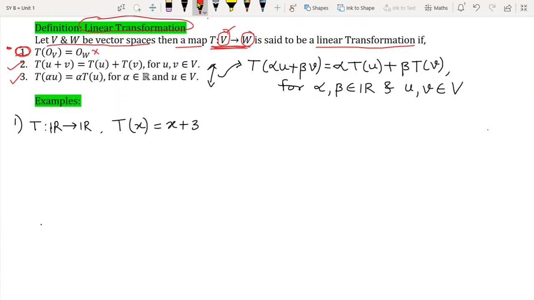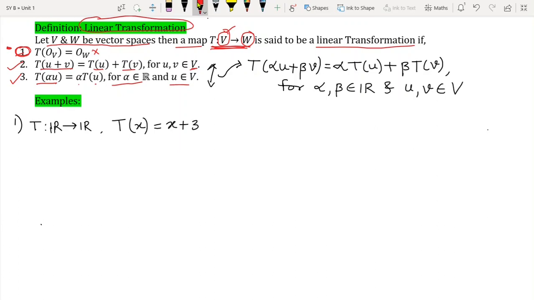Remember, the second condition is saying that T of u plus v should be equal to T of u plus T of v for all elements u and v from our domain V, right? The third condition is saying T of alpha u should be equal to alpha times T of u for all alpha belonging to R and u belonging to V.